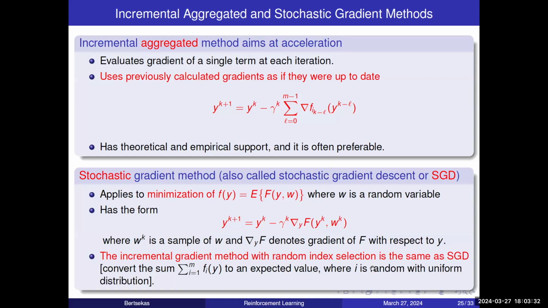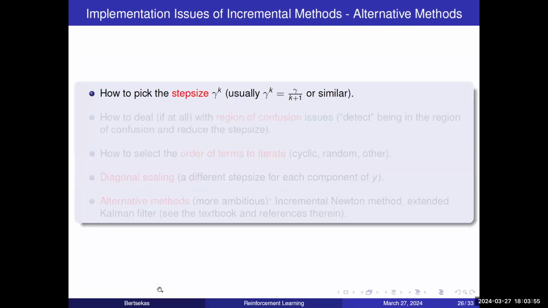If we select the random index according to uniform distribution, then it converts the sum of component functions to an expected value, where i is the random index. So i would be this with uniform distribution. There are some practical issues for implementing the incremental method.